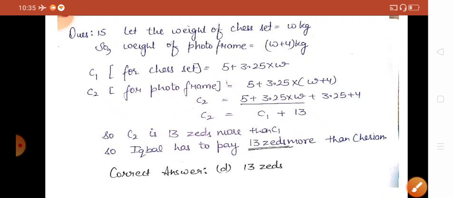So here we have discussed the solution of the first 5 questions of mathematical literacy. The next 5 questions will be discussed in the next video.